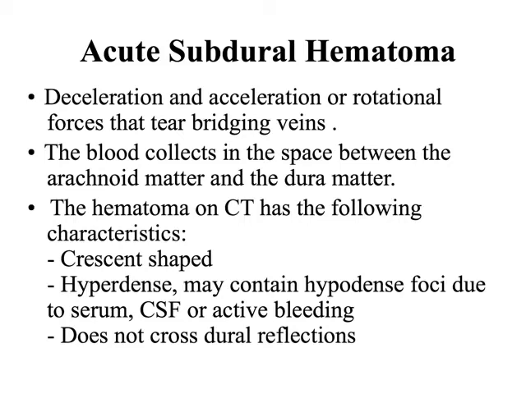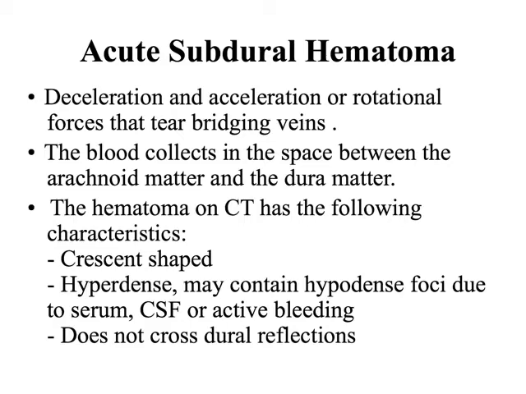The hematoma on CT has some telltale characteristics. It's going to be crescent shaped. It's going to be hyperdense, which we talked about, so it's going to show up very white on the images. And it may contain hypodense foci due to serum or CSF or active bleeding. And it does not cross the dural reflection, so it doesn't get past the areas where the dura mater kind of stops.